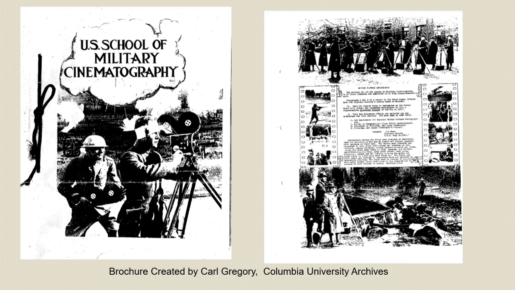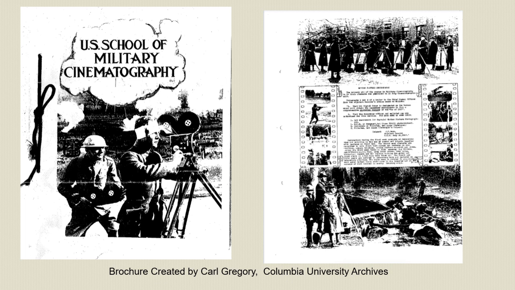This is a portion of a brochure created by Carl Gregory, publicized the work and scope of the school. Some well-known names were involved in the school as either students or instructors. One of the more notable was Victor Fleming, who early in his career was a cameraman for Douglas Fairbanks, and he later became a director of such films as The Wizard of Oz and Gone with the Wind. You can see at the time it was called the School of Military Cinematography.